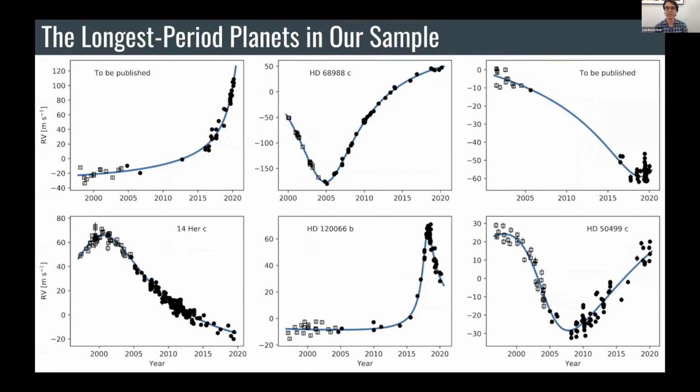So I'll leave you with a gallery of the longest period planets from our survey, made possible by multi-decade monitoring with HIRES. And so, of course, thanks to everyone at Keck who runs the telescope and makes this work possible. And if you have ideas for how to use this data set, please reach out to me via this talk Slack channel. Thanks for listening.